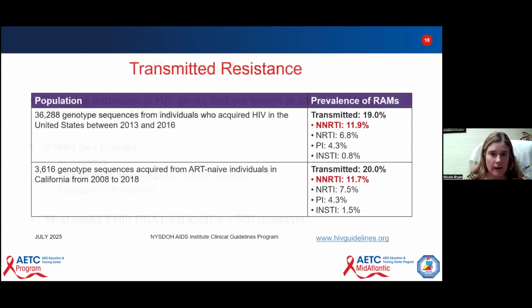Okay. So just a little bit on transmitted resistance.